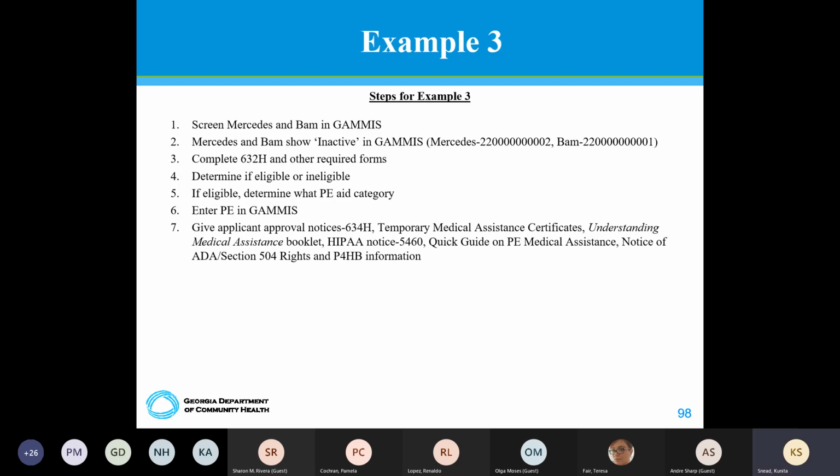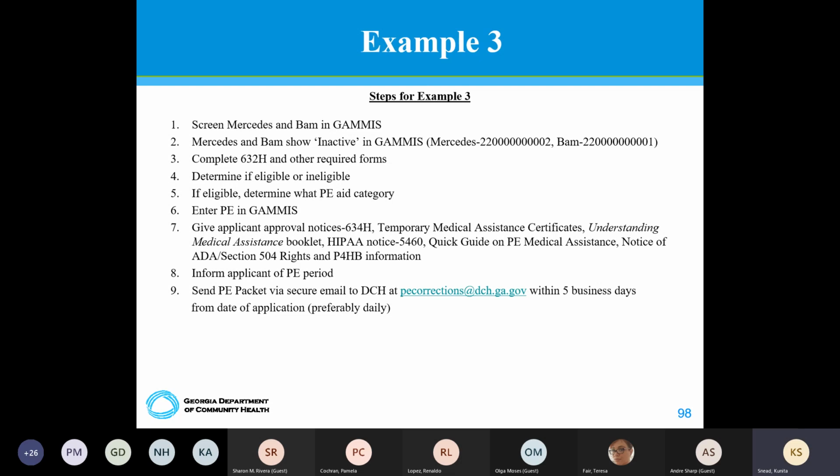We're going to give her the approval notices, the temporary certificates, the Understanding Medical Assistance booklet, the HIPAA notice, the quick guide, the notice of ADA, and the P4HB information. Going to inform her of her PE periods and also ask if she wants to apply for full Medicaid or not, and if she does, then we send that application to DCA. We'll let her know that the application will be sent to DFAS for processing. Within 5 business days, remember to send your PE packet to DCH.